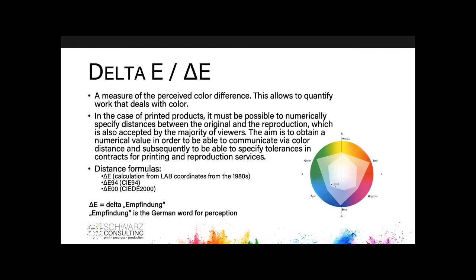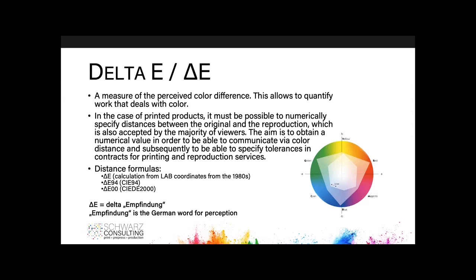Due to this LAB value, we have the delta E. This is another value, and delta E describes the difference between 2 colors. A delta E of 0 means there is no difference between 2 colors, so both colors are exactly the same. The higher the delta E gets, the bigger the difference between these colors. And what does delta E stand for? The E stands for Empfindung, a German word that actually means perception. So it is delta perception. That is the idea behind delta E.